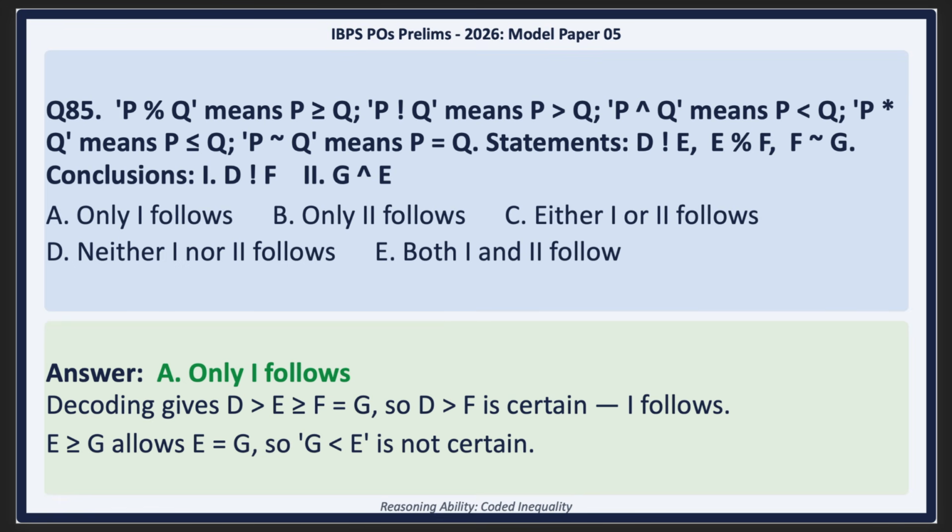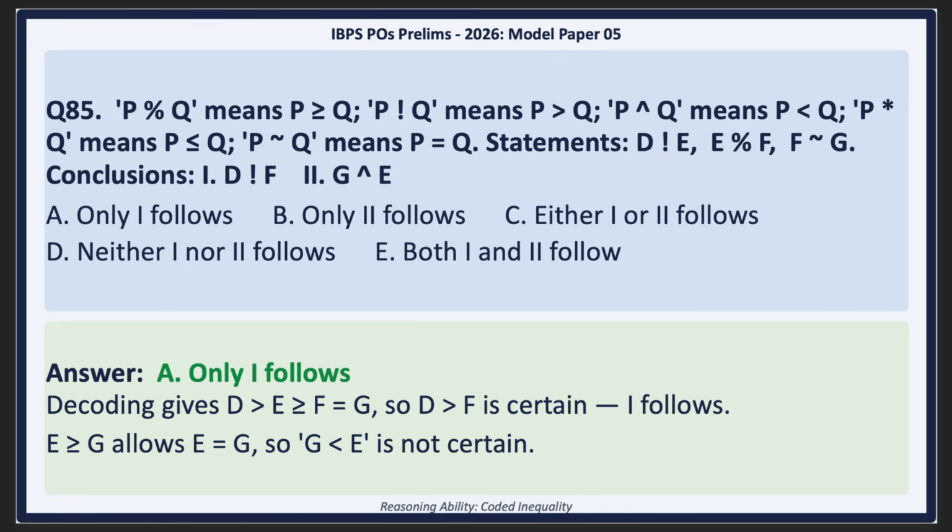Think of these inequalities like a stream of water. A stream of water? Yeah, if the arrows all point in the same direction, the logic flows smoothly. Look at the chain from D to F. D is strictly greater than E, which is greater than or equal to F. The greater than momentum holds strong across the whole chain, so D is definitely greater than F. Conclusion 1 follows. But what about conclusion 2? For conclusion 2, we know E is greater than or equal to G. Because they could be exactly equal, we cannot definitively claim that G is strictly less than E. It might be, but it's not guaranteed, so only 1 follows.